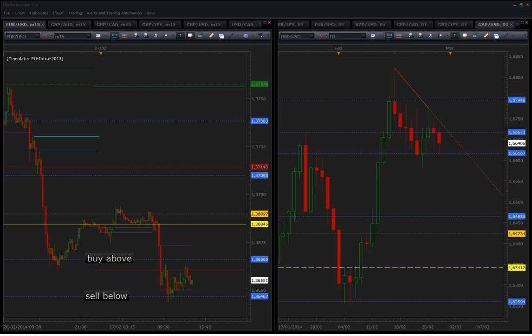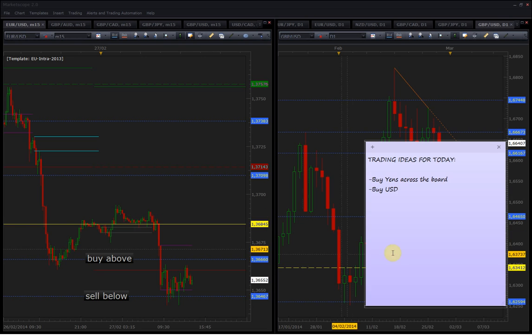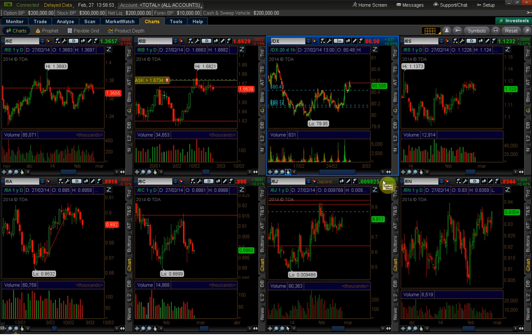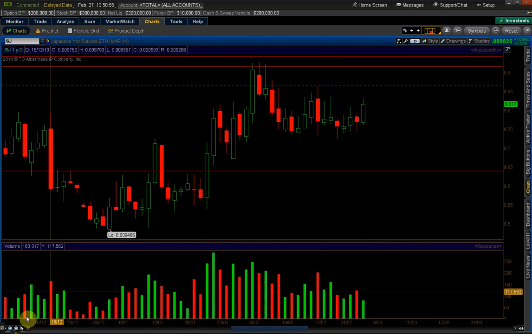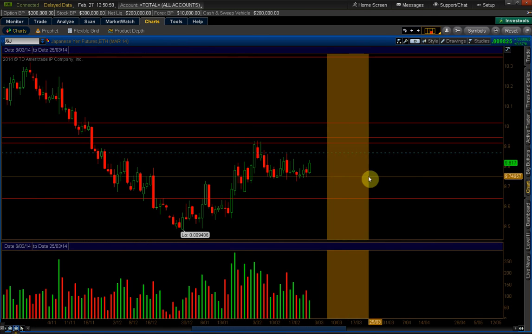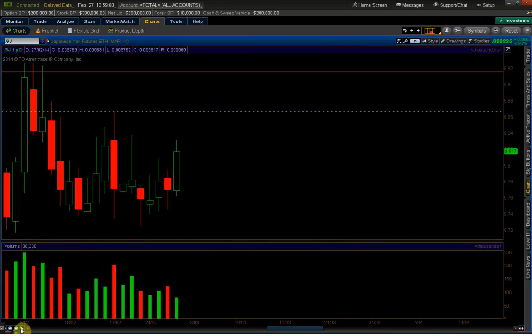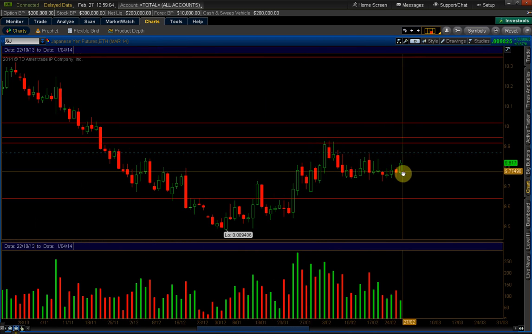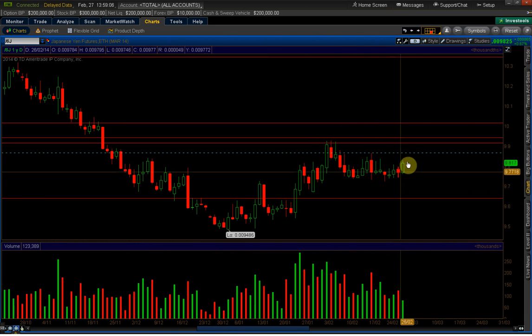Okay, 2 minutes for London, for New York Open. We have some ideas to trade today. Basically, buy yens across the board. The yen is getting stronger. Okay, this is the yen index. Just the yen. Okay, so it's getting some momentum up.